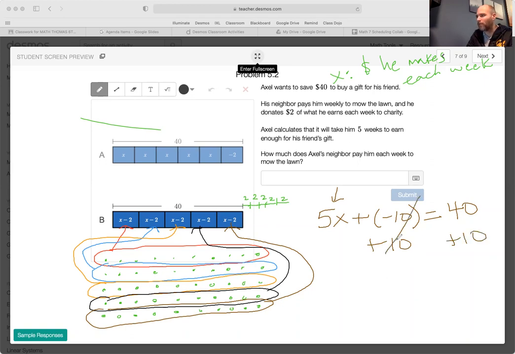And so these two are going to make a 0 for me, just like I wanted. That was the whole point why I'm doing this step. And so I still have my 5x. I bring down my equal sign. 40 plus 10 equals 50.